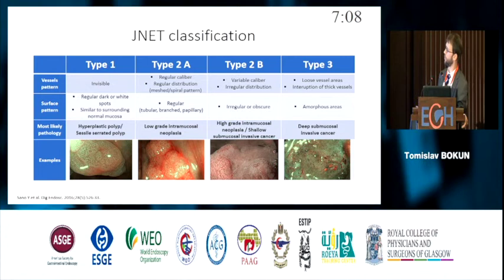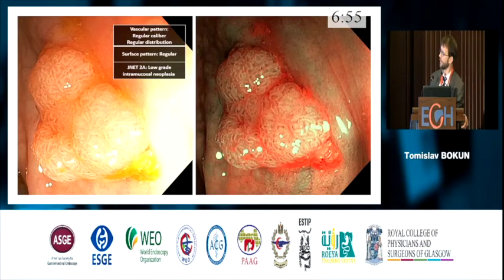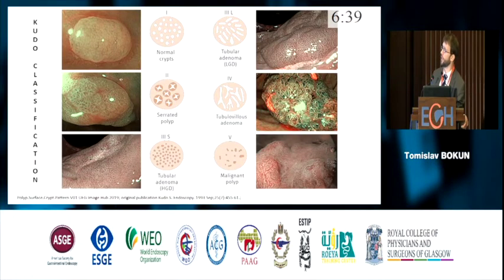And of course, type 3 lesion, which is not for endoscopic resection, with amorphous areas, loose vessel areas, interruption of thick vessels. This is another example with a regular surface pattern, regular caliber, and regular distribution of the vasculature, and this is Japan NBI expert team type 2A.